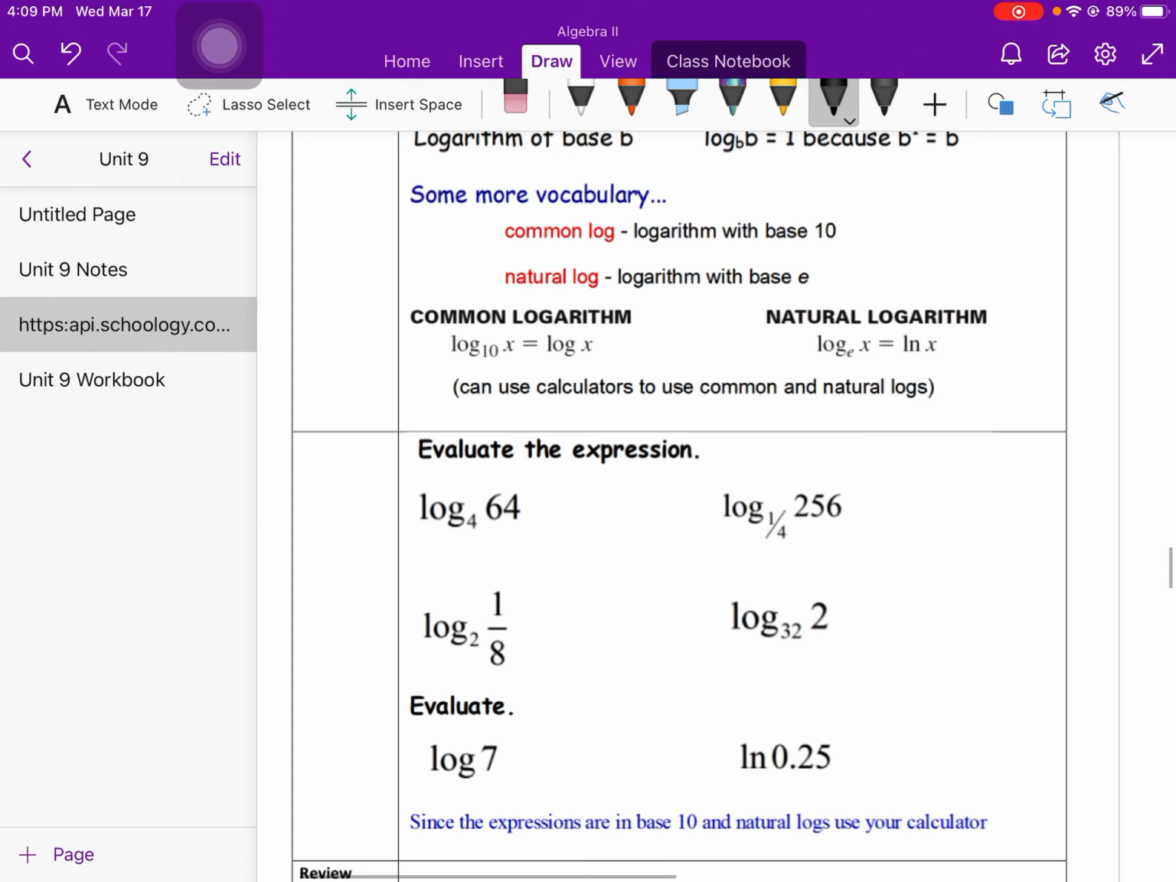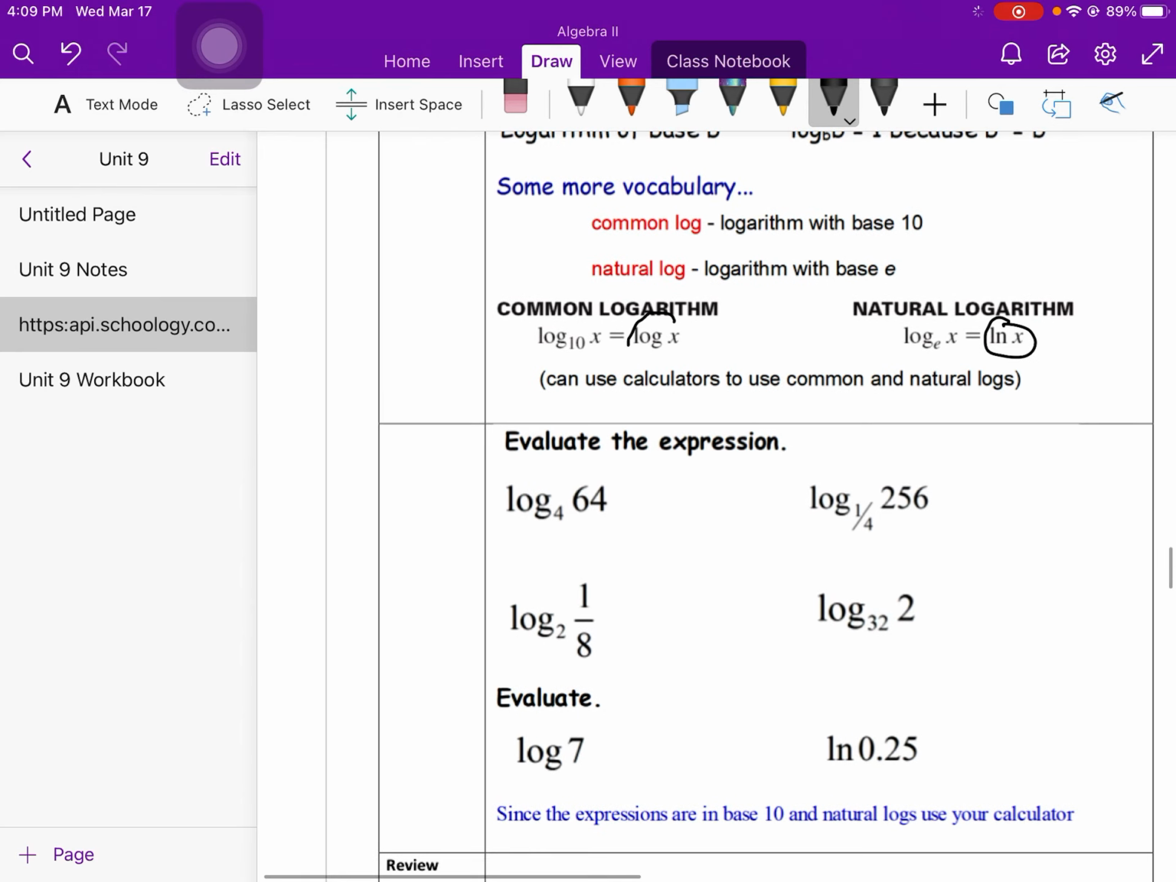We also have some more vocabulary. A common log is a logarithm with base 10. Your calculator is set in this common log mode. Your natural log is this logarithm with base e, and that looks like this. It's the natural log, and it's ln. You can use calculators to use common and natural logs. So if you don't see the base of a regular log like this, the base is 10, and if you don't see the base for a natural log, the base is e.